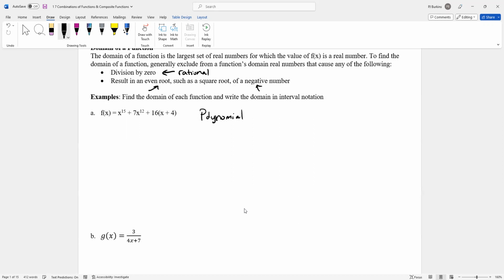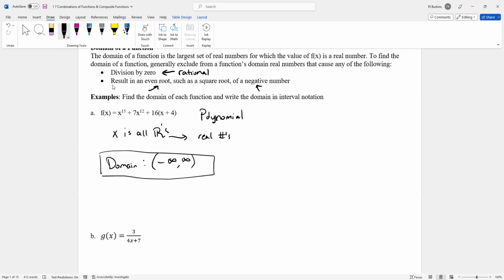And if it's a polynomial, all values of x work, right? So x is all, by the way, we use this symbol for reals, right? That means real numbers. The way to write this in interval notation is to say minus infinity to infinity, right? That's all real numbers. And remember that we cannot use brackets with infinity because we can't be equal. So that's the domain.